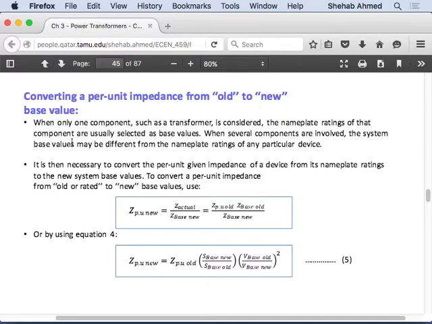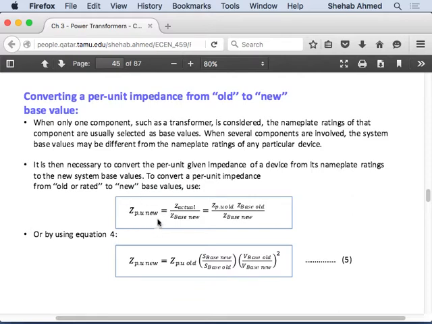So as we just discussed, when only one component, such as a transformer, is considered, the nameplate ratings of that component are selected as base values. And that's why we can easily eliminate the turns ratio and just plug it there and play with the transformer itself. I bring in other equipment with the transformer, it does not work. I cannot use the same base values anymore because the base values are provided on the equipment's rating. So I have to do a change of base. What does this mean?